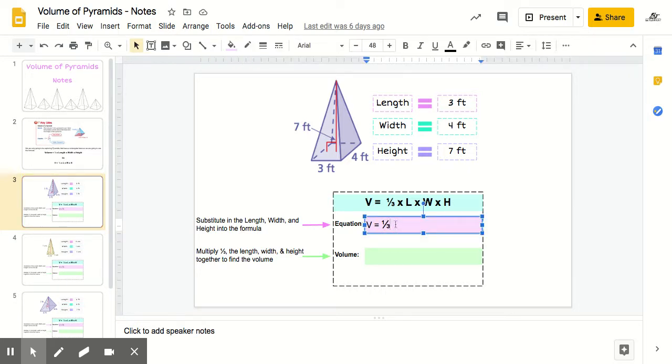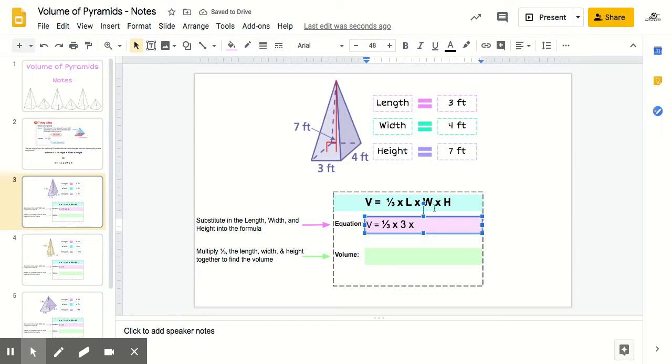So I already typed in the 1/3 for you. I'm going to bring down a multiplication sign. Now, instead of writing L, which is my length, I'm going to plug in the number that represents the length of this pyramid, which is 3. So I'm going to type in 3. I'm going to bring down my next multiplication sign.